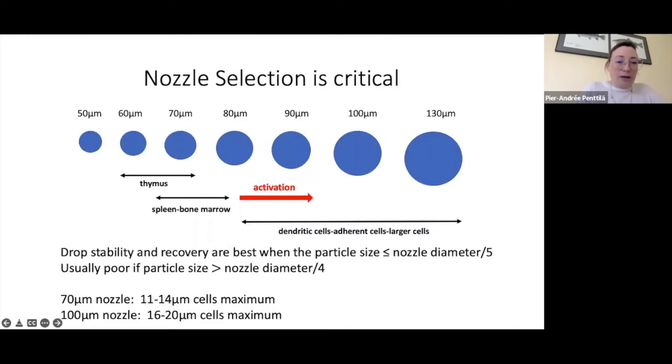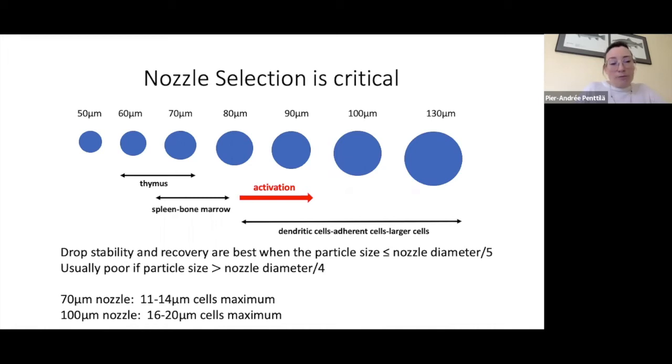One of the other factors that is very crucial in appropriate cell sorting techniques is the selection of nozzles vis-a-vis the size of the cell or particle that you wish to fractionate. The drop stability and recovery are actually best when the particle size is less than or equal to the nozzle diameter divided by 5. And it's usually very poor if the particle size is greater than the nozzle diameter divided by 4.